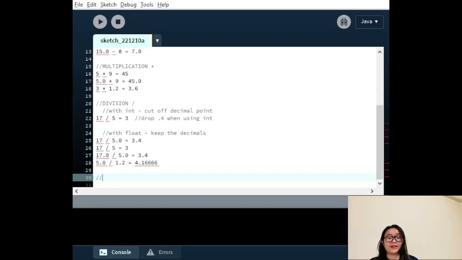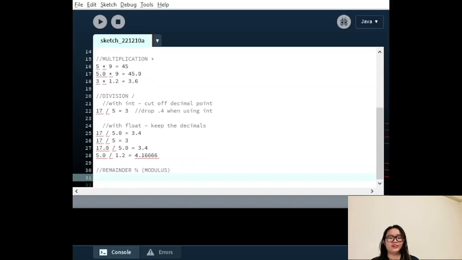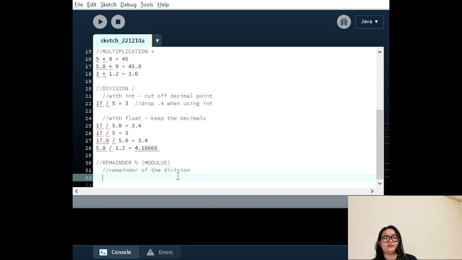Remainder. The remainder operator is denoted with the percentage sign, and it's also called a modulus operator. We'll try and keep it consistent for the series. The remainder operator is similar to the division operator, but instead of returning the value of the division, we return the remainder of the division. An example is if we have 17 modulus 5, this expression creates 3 equal groups of 5 out of 17, but we have 2 left over, so 2 is our answer.